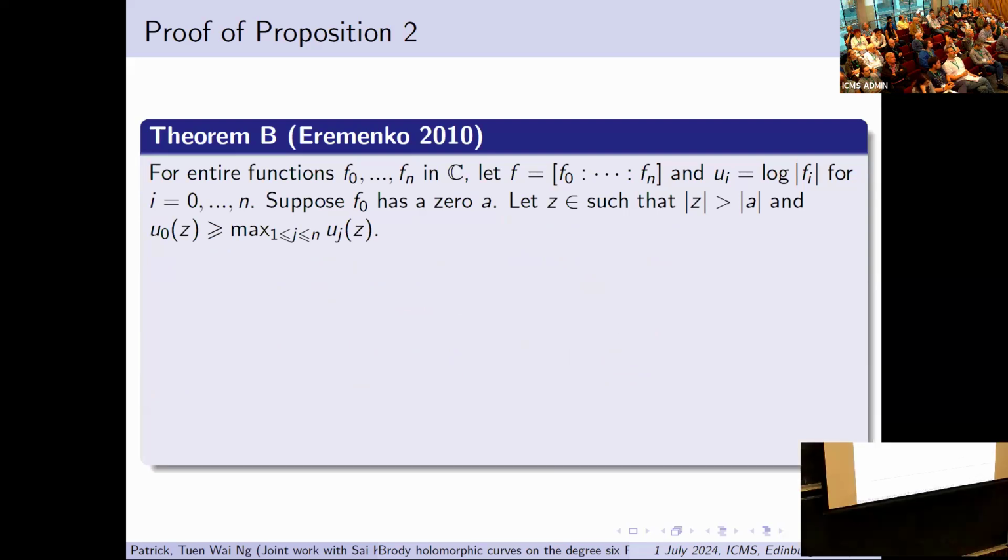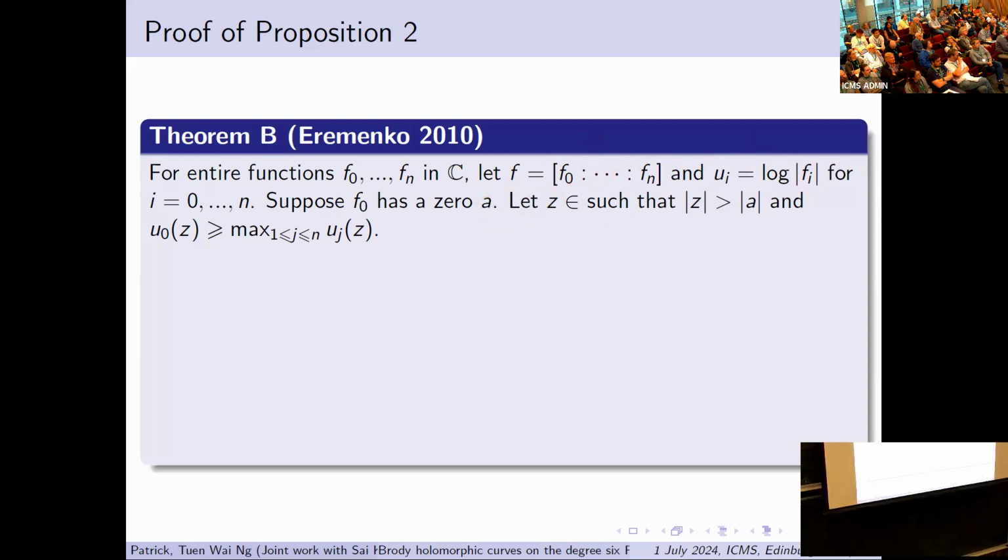Now finally, we need to use the following result of Alexander Eremenko. Let's look at entire functions. We have n plus 1 of them, and then you put them in this form. From now on we will denote u_i to be the log of the absolute value of f_i. Suppose the first coordinate function f_0 has a zero at a.